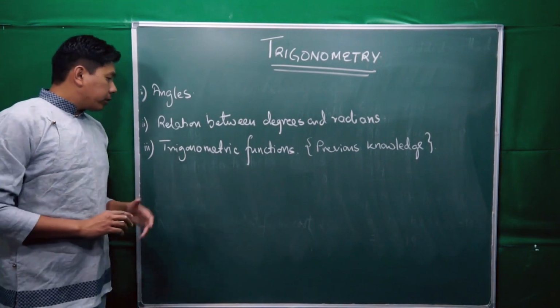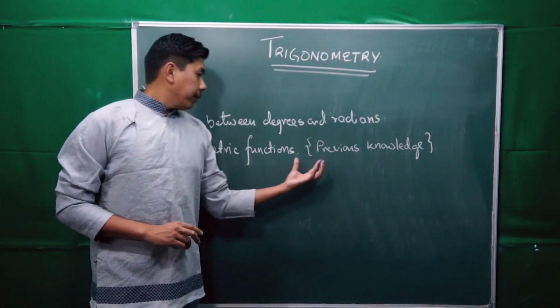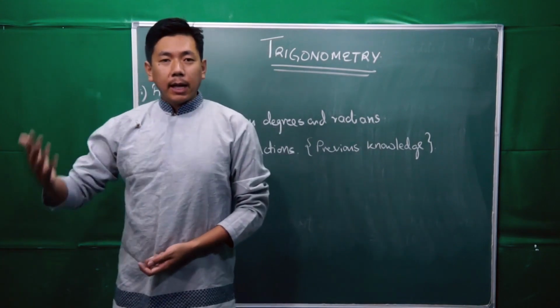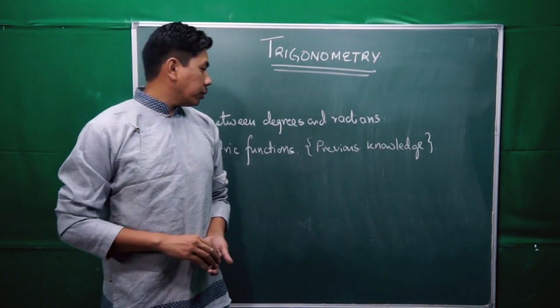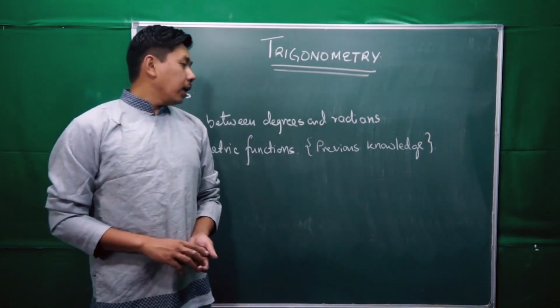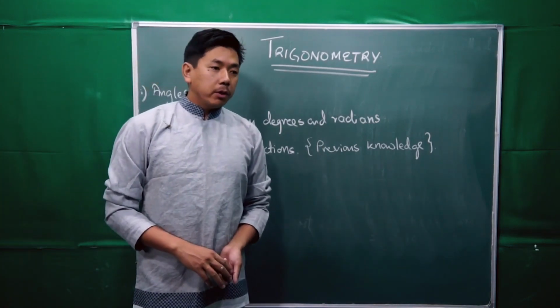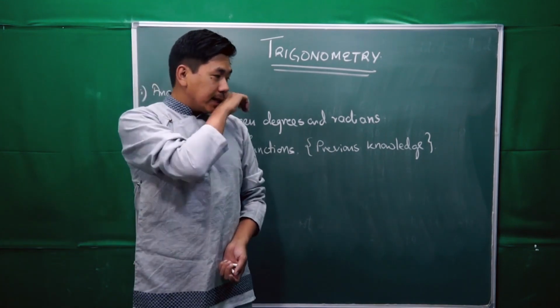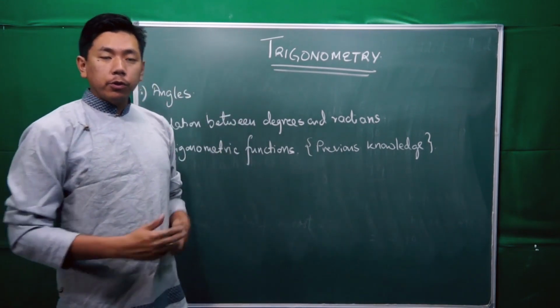Then we are going to talk about trigonometric functions. Previous knowledge that we had about trigonometric functions, all the values for certain angles, we have certain trigonometric ratios. Now beyond those angles, beyond the angle 90 degrees, what are the values of the trigonometric ratios? They exist. Since they exist, we are going to talk about them.